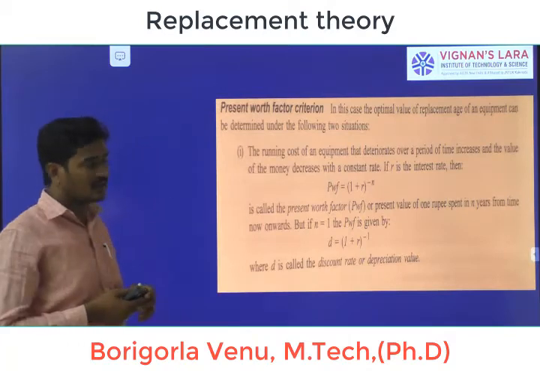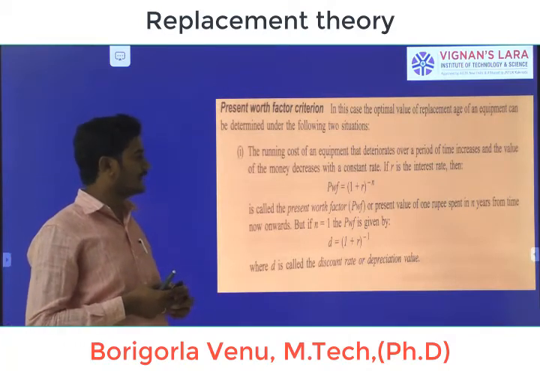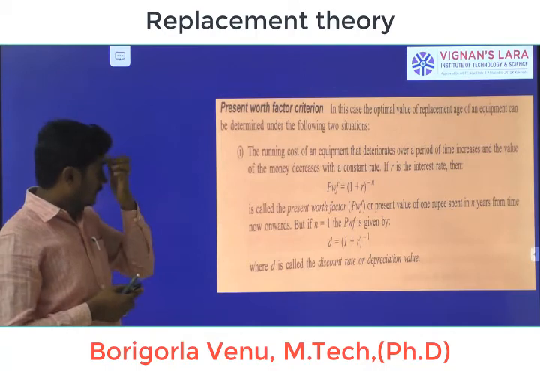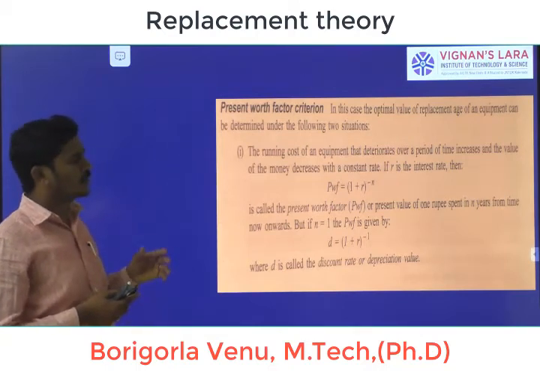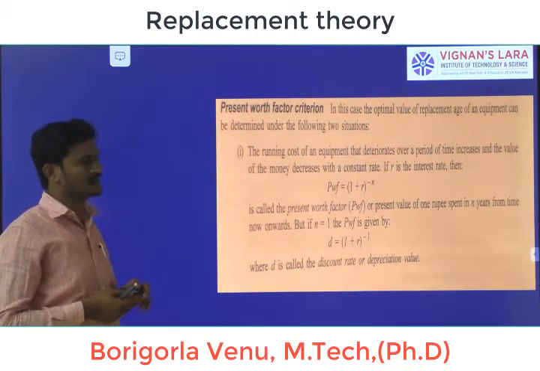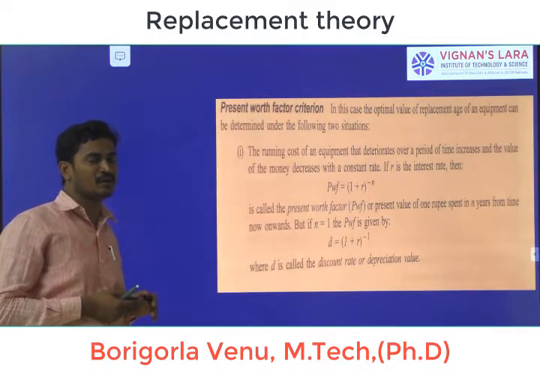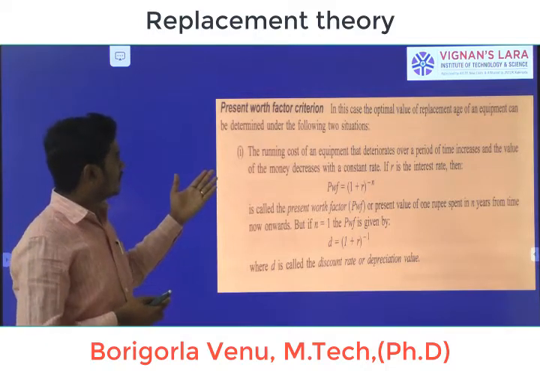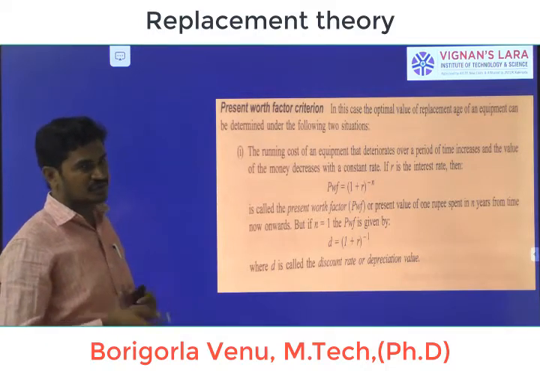Next, another one: the present worth factor criterion. Here in this case we are going to calculate the optimal replacement age, the optimal replacement year. Here we are using two situations.